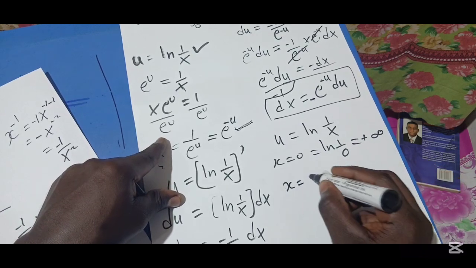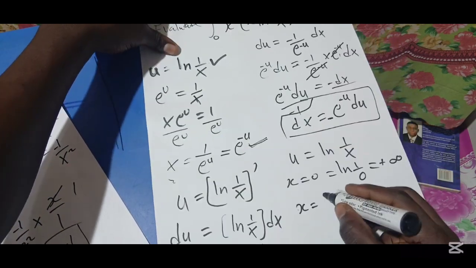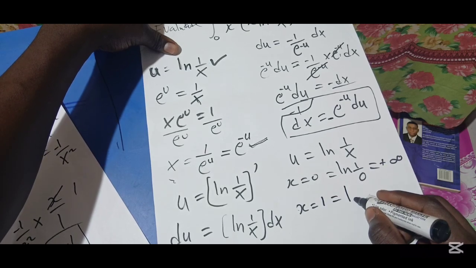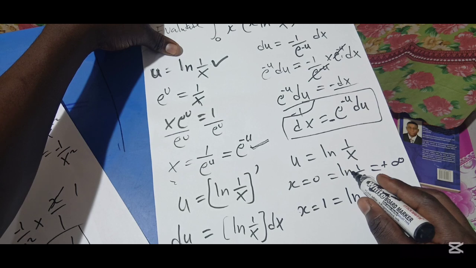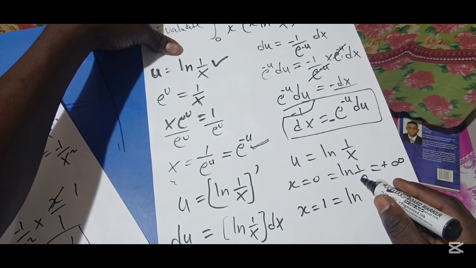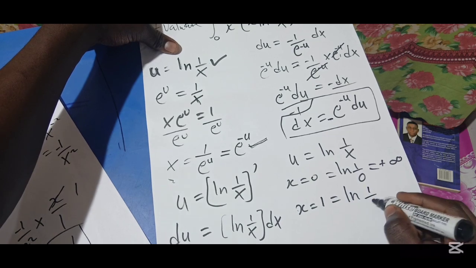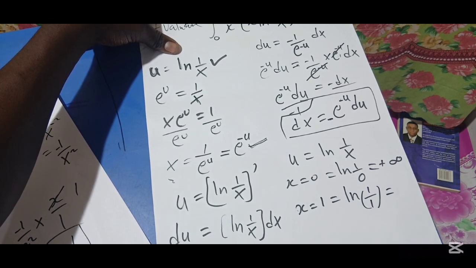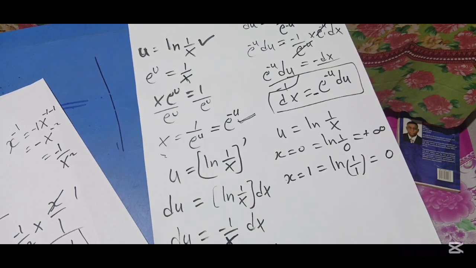So if our x equals 1, what will happen to our limit? If x equals 1, we are going to get ln. Don't mind when I say in, it's not in, it is ln, but I'm used to saying in. I don't know why. So ln(1/1) is going to give us ln 1, which is 0.